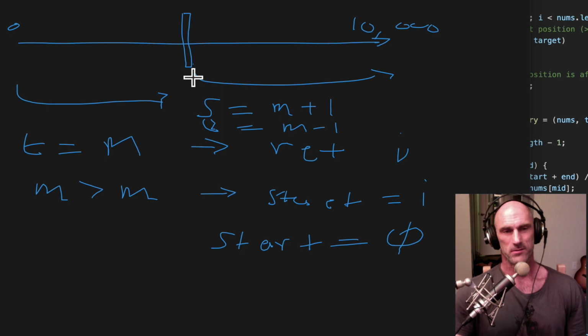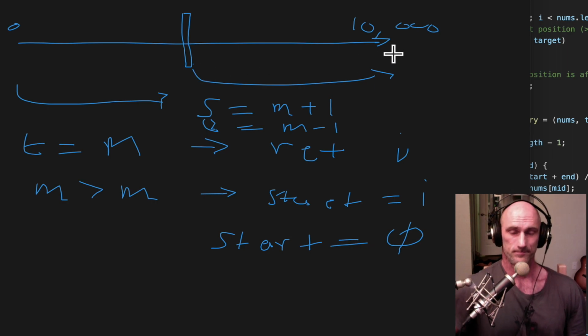Okay, so let's say our target is 7,500, for example, and we cut this in half, and it's greater than 5,000. Our target is greater than 5,000. So now start is going to be equal to mid plus 1. End is still going to be 10,000. And we're going to have to chop that in half. So we have 5,000 plus 10,000 divided by 2 is going to be 7,500.